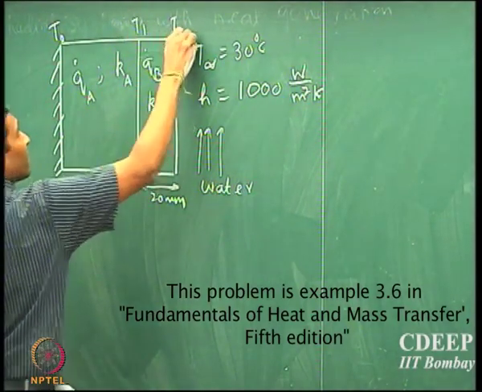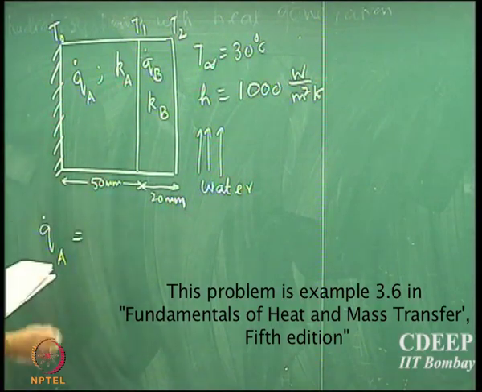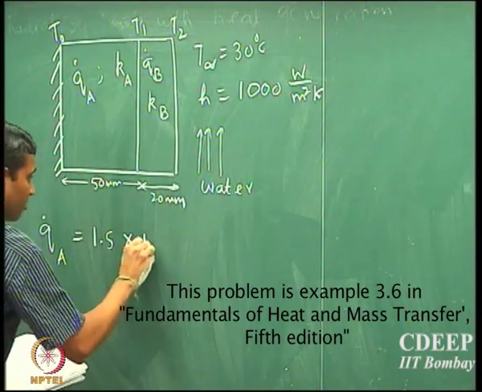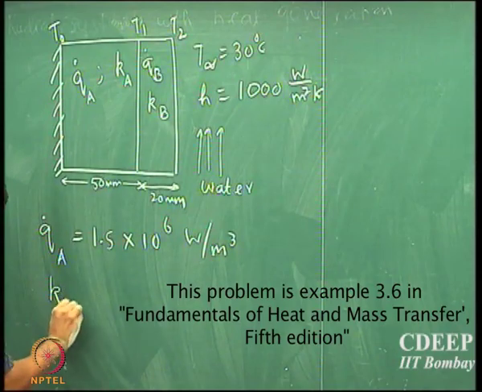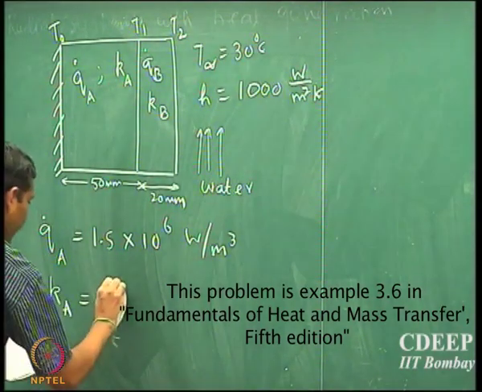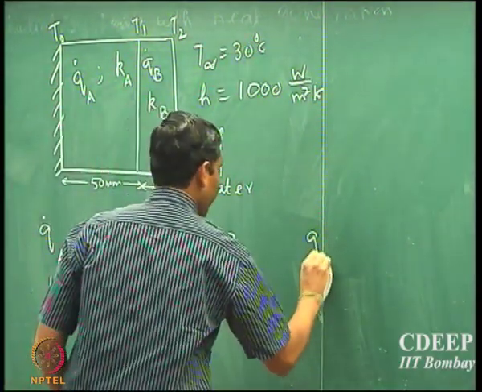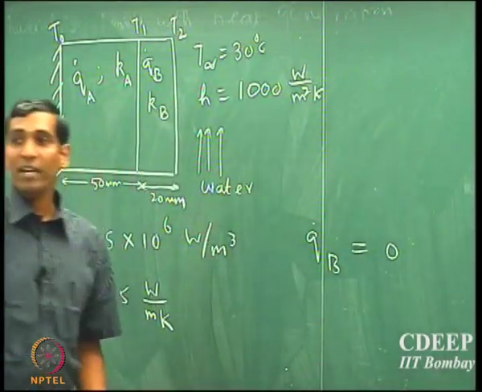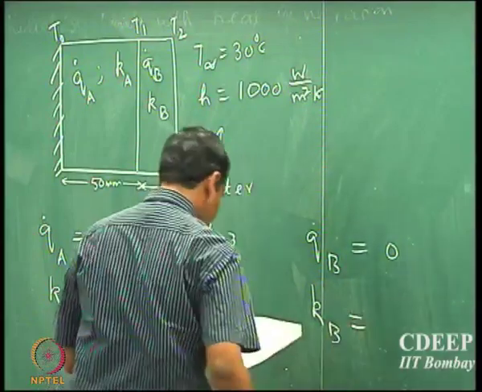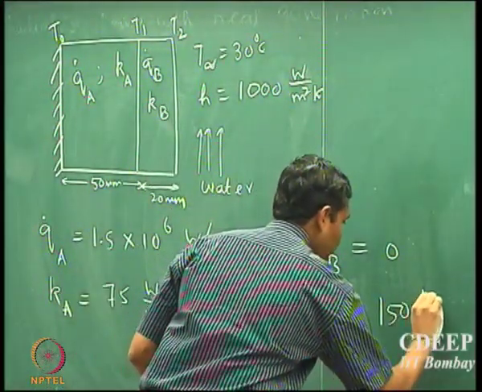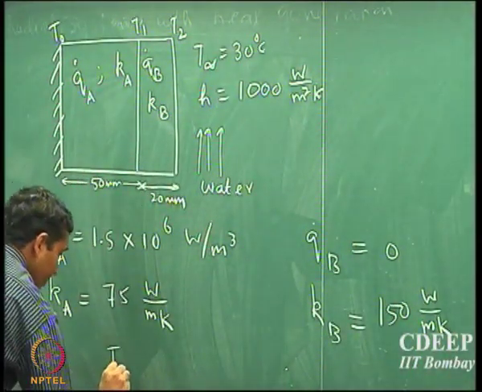So if the temperatures are specified as T0, T1 and T2, and Q dot A is 1.5 into 10 power 6 watt per meter cube, and Ka thermal conductivity is 75 watt per meter Kelvin, and Q dot B is 0, which means there is no heat generation in the second slab, and its conductivity is 150 watt per meter Kelvin. Okay. So we need to find the temperatures.